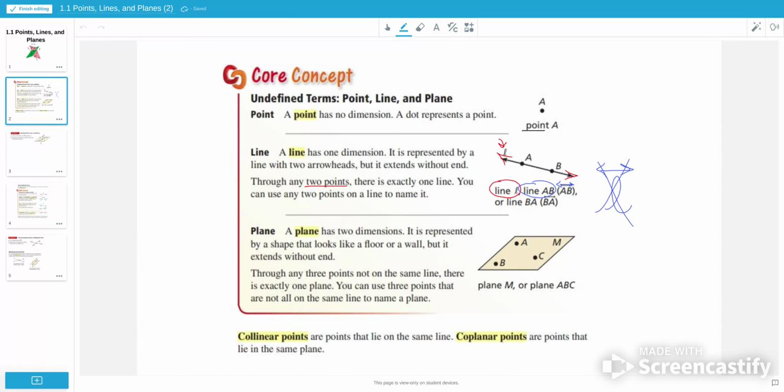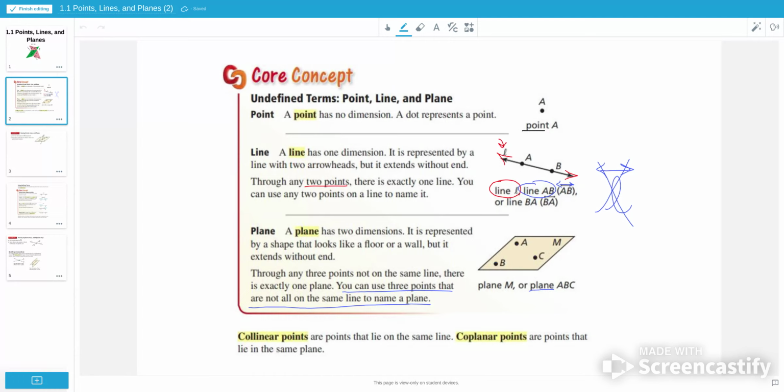But to name a plane, there are 3 points that make up a plane, and they cannot be points that are all on the same line. So you can use 3 points that are not all on the same line to name a plane. So you might want to underline that piece. And so for this one here, just like with a point, we have to specifically say plane. And then I can say these 3 points because clearly I can't make a line with those 3 points. So I would say plane ABC.